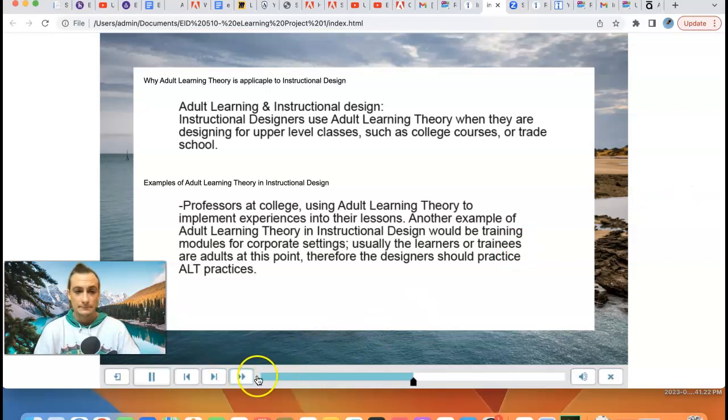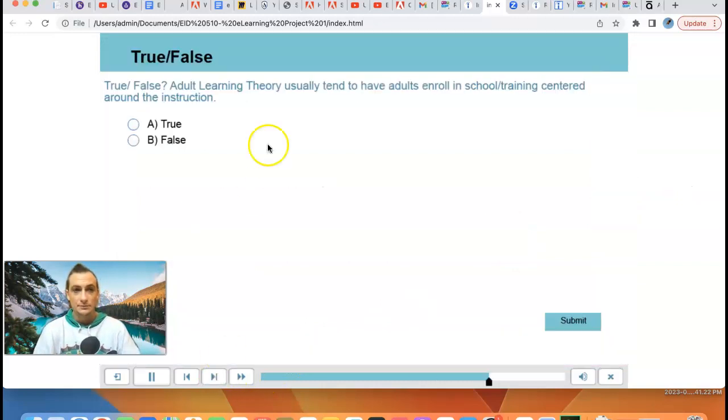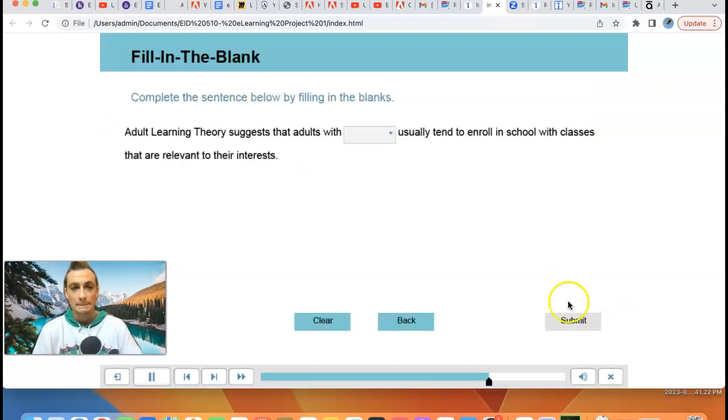True or false? Adult learning theory usually tends to have adults enroll in school training centered around the instruction. That is true. Fill in the blank. Adult learning theory suggests that adults with experience usually tend to enroll in school with classes that are relevant to their interests.